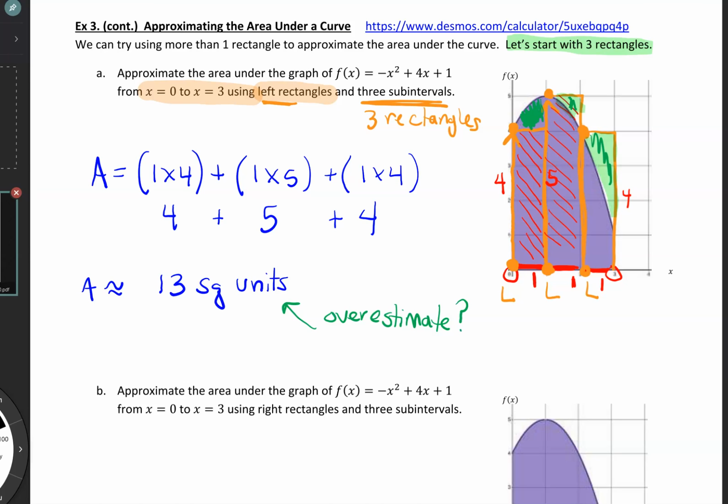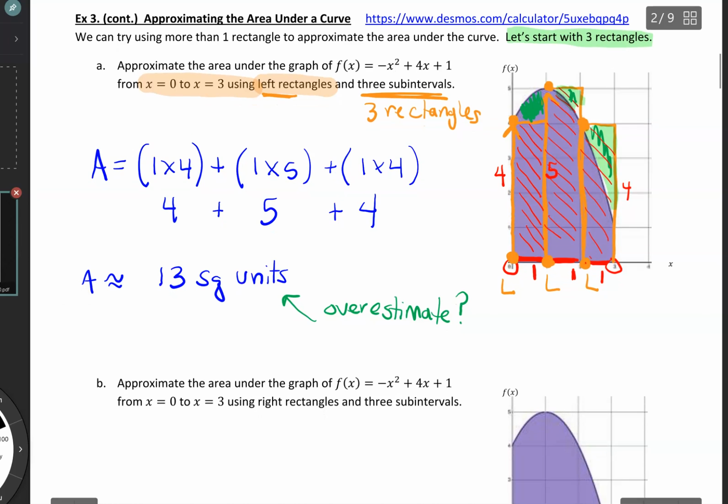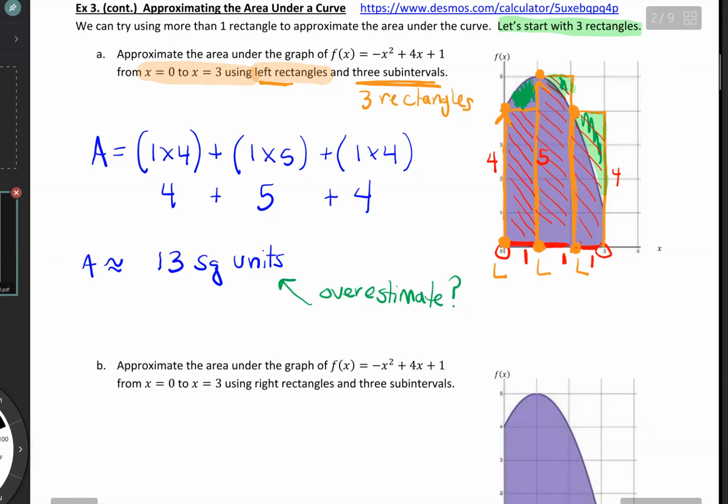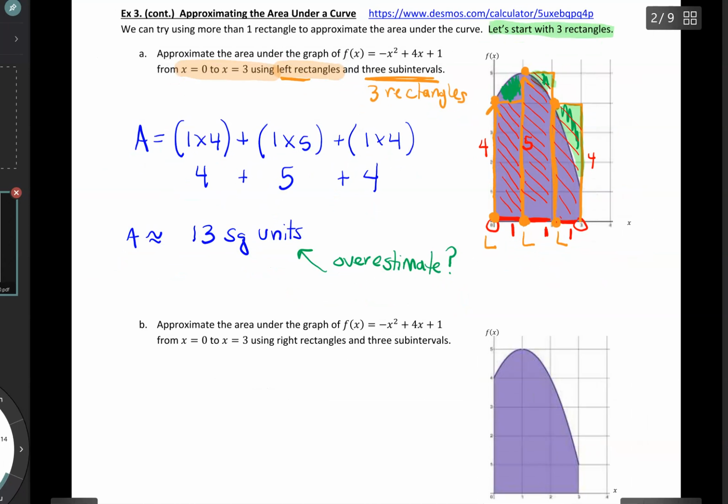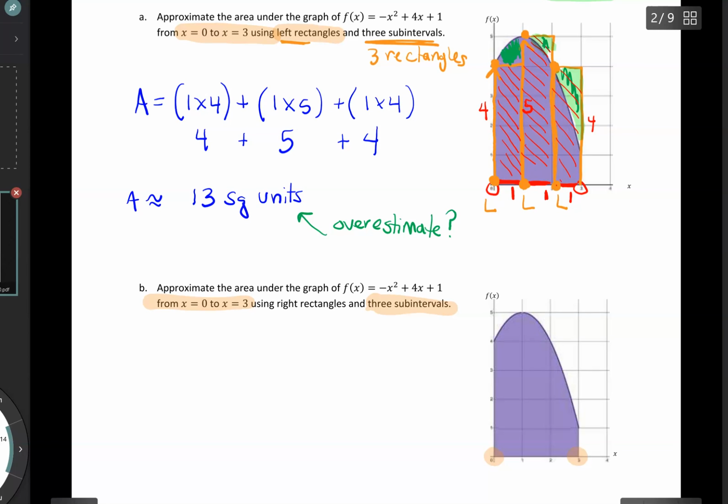Okay, now we're going to repeat this process, but we are going to use right rectangles this time. Okay, so same process, but we're going to use right rectangles. Still going to go from 0 to 3. I'm still going to break it up into 3 rectangles. But now we're going to do right rectangles. So let's do our bases here. I'm going to have 1, 2, 3 rectangles.